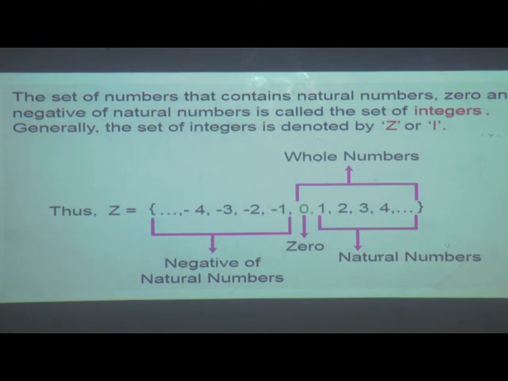As we have seen yesterday, the set of numbers that contains natural numbers, 0 and the negatives of natural numbers is called the set of integers, and it is denoted by Z or I. These are the natural numbers. 0 and all the natural numbers are the whole numbers, and these are the negatives of natural numbers. These whole sets together are called integers. It is denoted by Z or I.